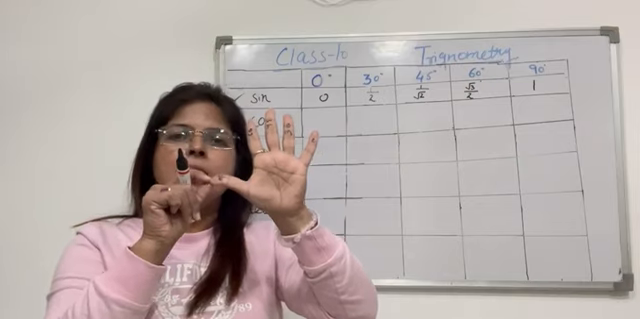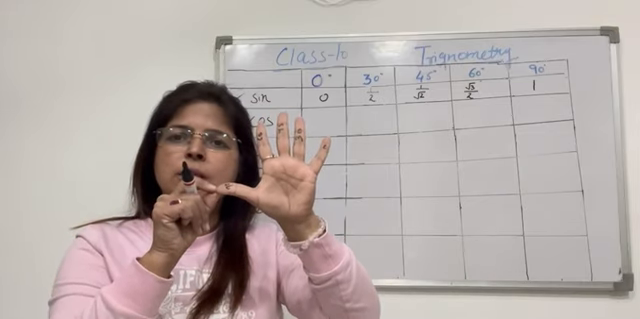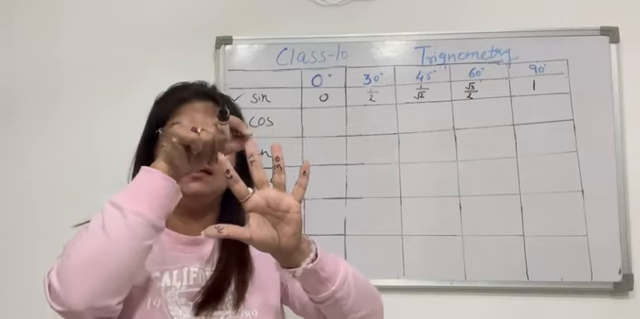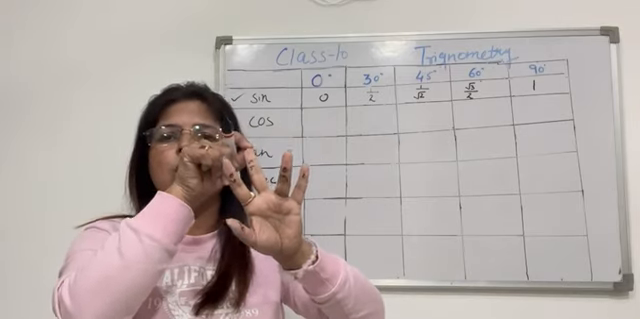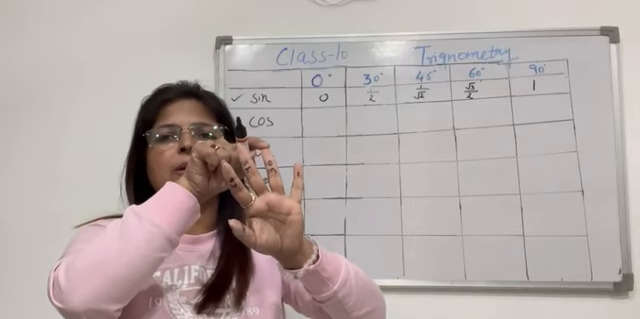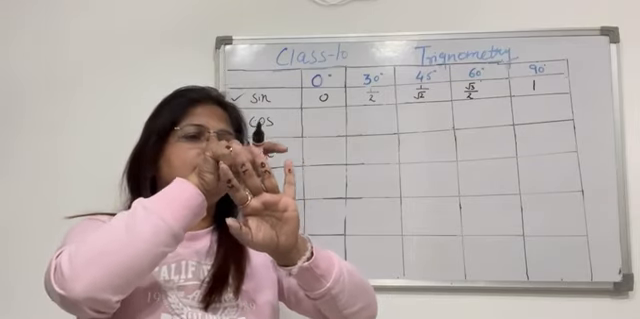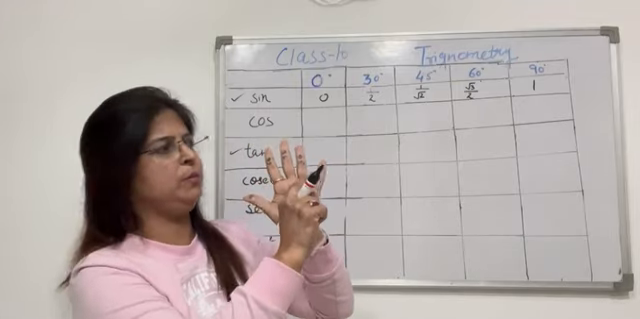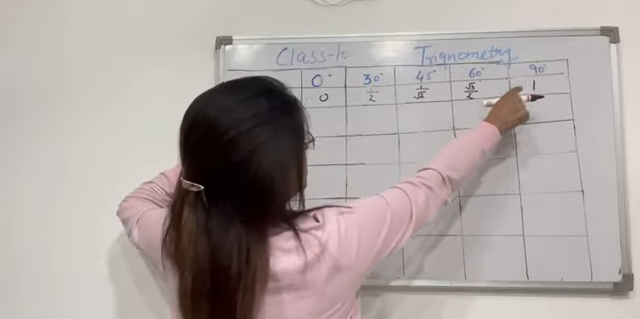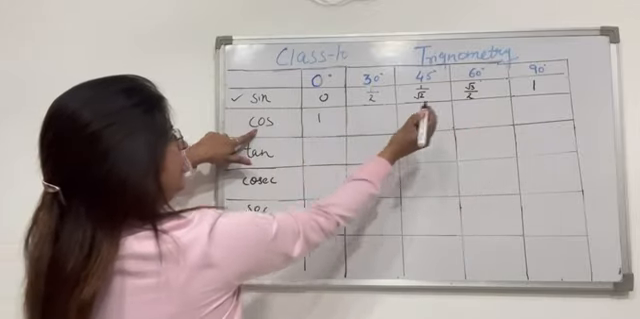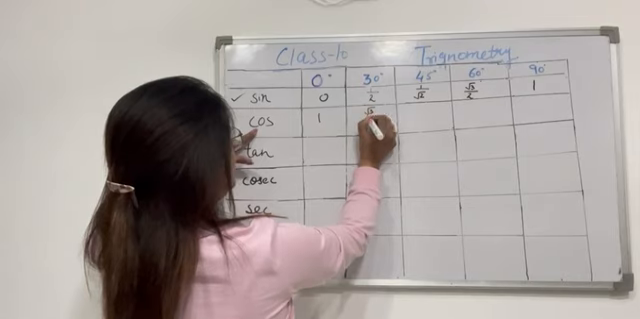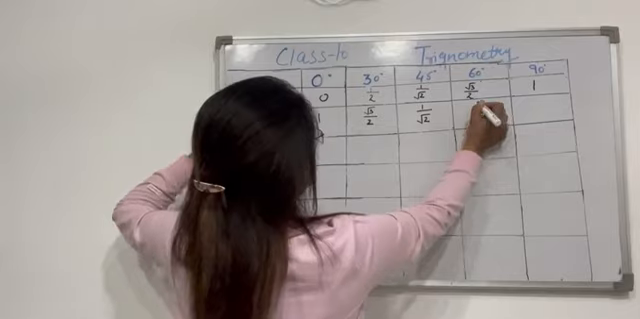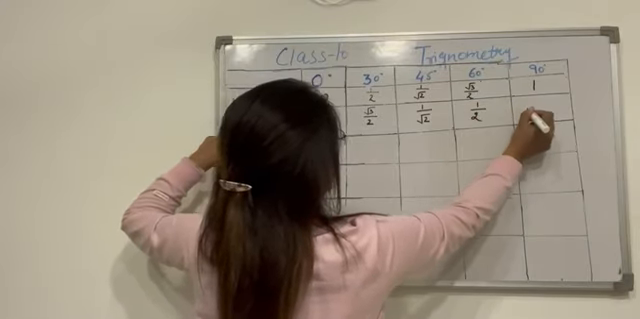For cos, sine 90 becomes cos 0. Sine 60 becomes cos 30. Sine 45 will remain cos 45. Sine 30 will be cos 60 and sine 0 will be cos 90. Means you have to start the values from the end. Cos 90, just write the reverse: 1, then under root 3 by 2, this was the same, 1 upon root 2, this is 1 upon 2 and this is 0.